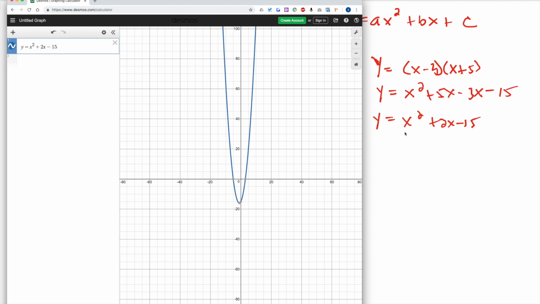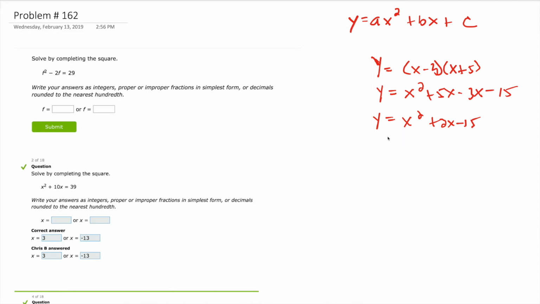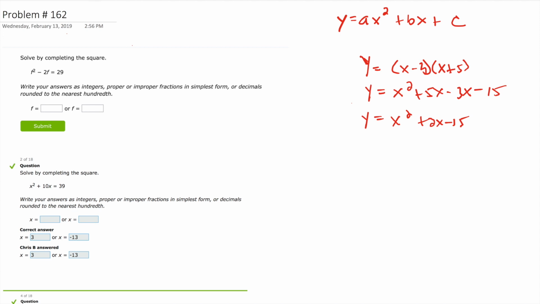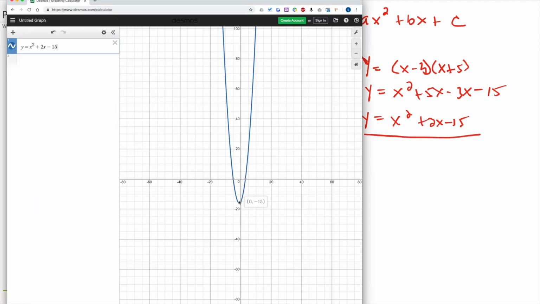So this is the equation right here. So here's the equation. That's weird. Hold on. Okay, so this equation right here on the right, y equals x squared plus 2x minus 15. All right, that graph is the one that's right here. That's this graph right here. So I'm going to copy this graph.